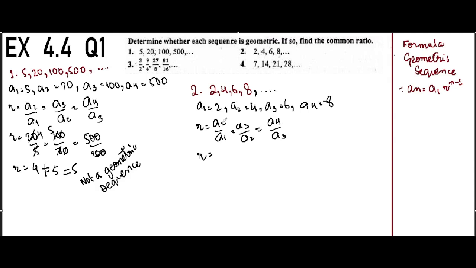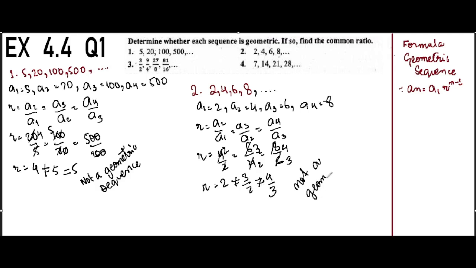Now r is equal to a2 by a1, which is 4 by 2, is equal to 6 by 4, is equal to 8 by 6. Now 2 ones are 2, 2 twos are 4, then 2 twos are 4, 2 threes are 6, and 2 threes are 6, and 2 fours are 8. So r is equal to 2, which is not equal to 3 by 2, which is not equal to 4 by 3. So again this one is also not a geometric sequence. Now let's solve question number 3.